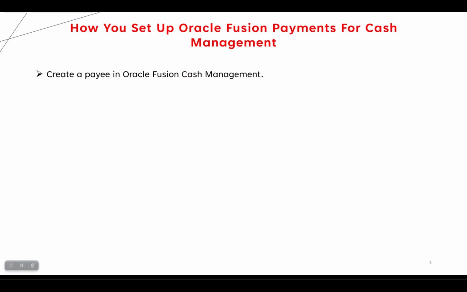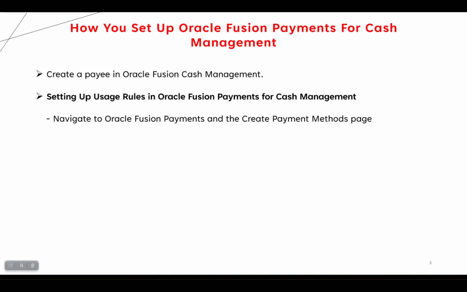How to set up? The first thing is to create the payee. Payee means a person, supplier, employee, whatever, because in the end you will transfer funds from your organization's internal bank to the bank of the payee. After that, you have to set up a usage rule like the payment method. These are ad hoc payment methods. Under the cash management tab, there are two types of transaction, either PAT, bank account transfer, or ad hoc payment.